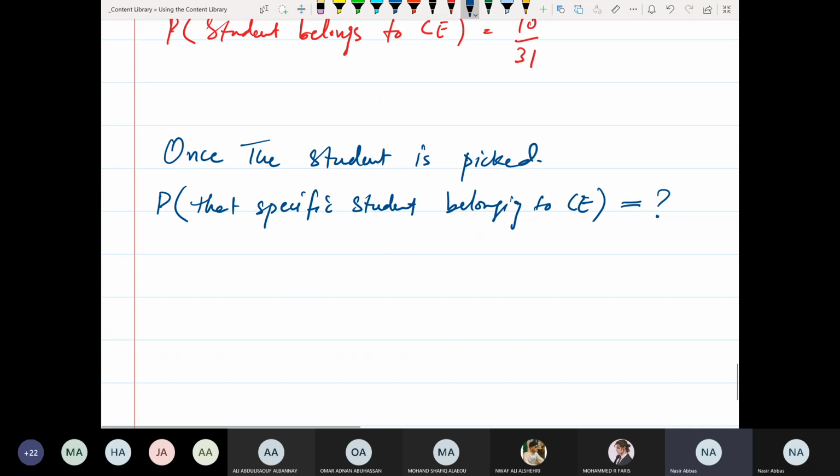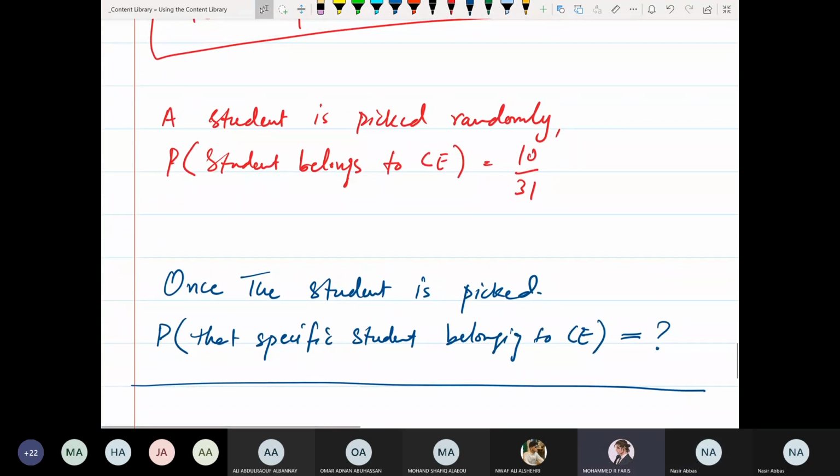Now come to the confidence interval. Doctor, I don't understand this point. The specific student belongs to CE. No, I'm not talking about the confidence here. Forget about the confidence. Talk about this specific example. Before picking the student, before knowing who the student is, you can talk in terms of probability. Before knowing anything, there is uncertainty. You remember the first lecture was regarding probability. The first lecture was that it is a measure of uncertainty. Whenever there is uncertainty, we talk about probability.